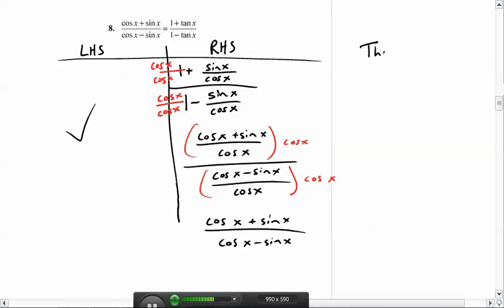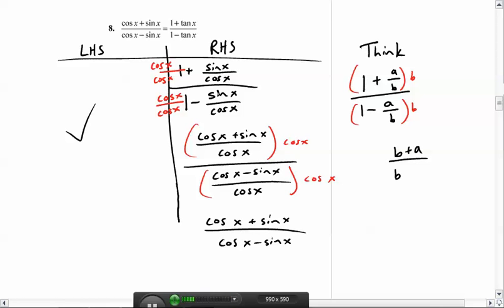Okay, so again, if you get stuck on something like this, you can think 1 plus a over b over 1 minus a over b. And if you simplify this fraction, oh, actually the easiest thing to do probably would be to multiply everything by b right from the beginning. And then you would get b plus a over b minus a, which is cos plus sine over cos minus sine. So I could have done this one even faster.